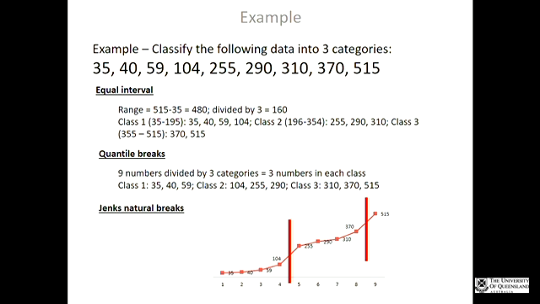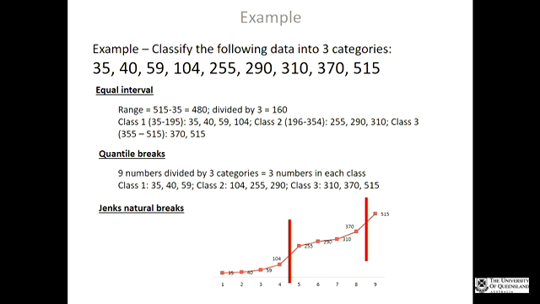So I'm going to look at three. So let's assume we have this data here. If we want to apply an equal interval classification, we basically look at the range of the data, and in this case, the range of the data is 480. We want three classes in this case. We divide by three. So each class has to be 160 values, a size of 160. So class one is going to be from 35 to 195. That's 160 and includes those values. Class two is another 160, includes those values. And class three is another 160 wide and includes those values.